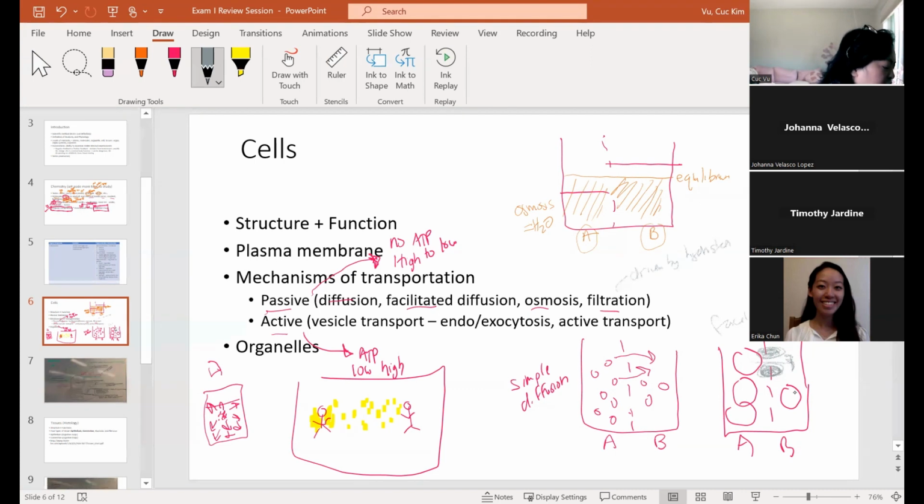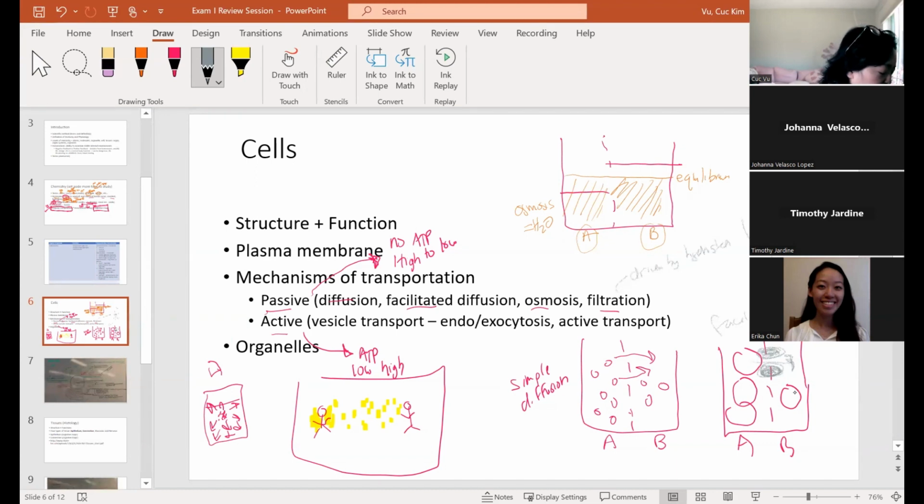Let's say, how many of you have ever made coffee? You put the grounds here, and here's your cup. What do you do once you put the coffee grounds in there? You pour water over it. What's going to happen is that the water is going to move through the grounds and cause it to go through.